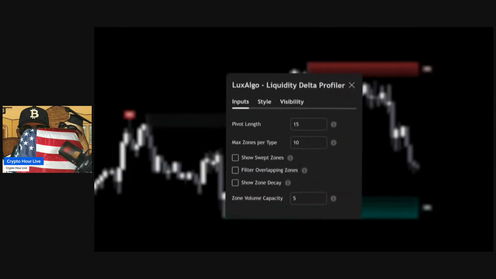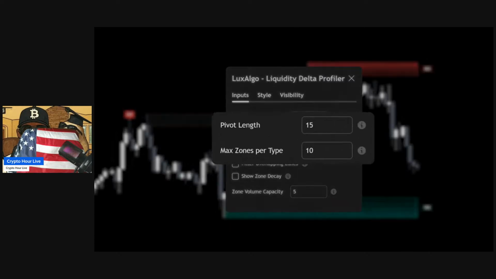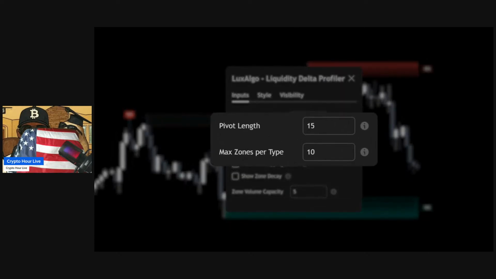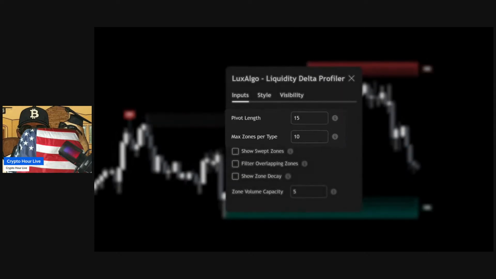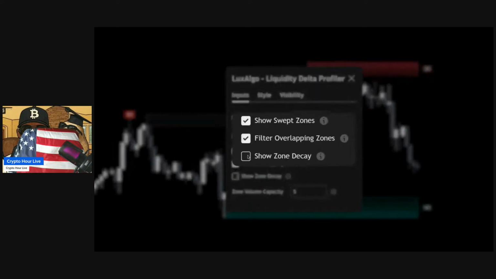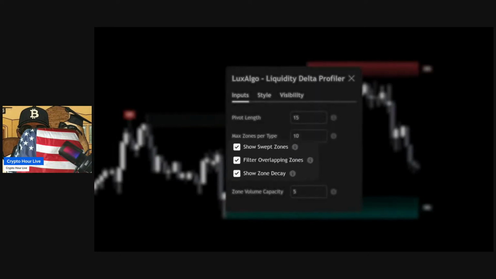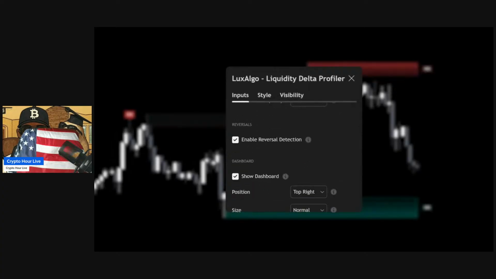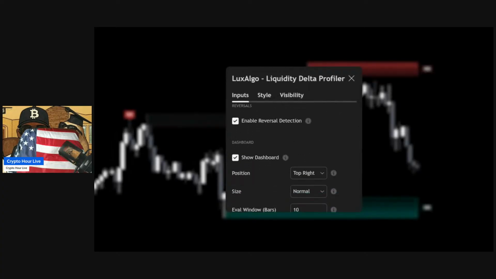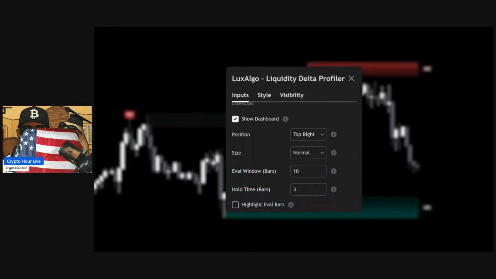You have full control over customization in the settings. Adjust the pivot length for detecting swings, set the max zones per type to manage how many zones are visible, and choose to show swept zones to keep breached levels visible with dashed outlines. You can toggle zone decay labels, fine-tune zone volume capacity, and enable or disable specific reversal detection signals. The dashboard is fully customizable in position and size, and you can even set the eval window and hold time for signal validation.